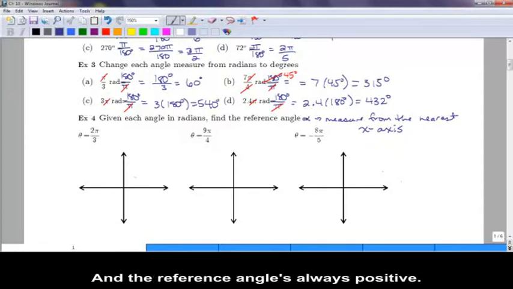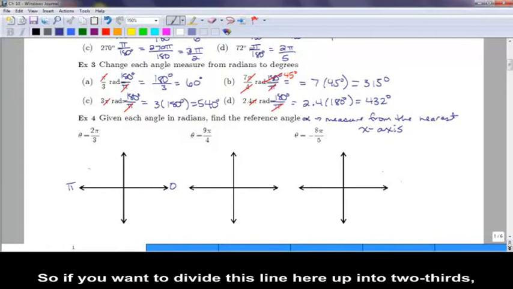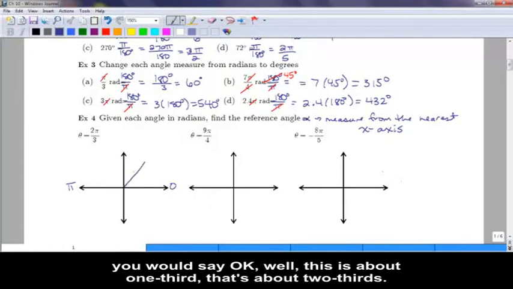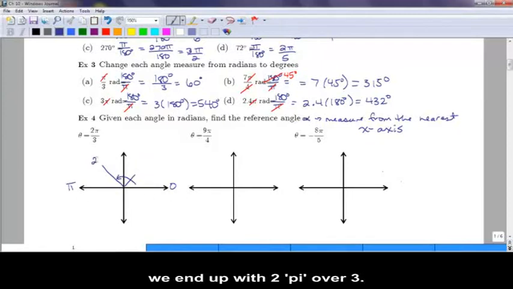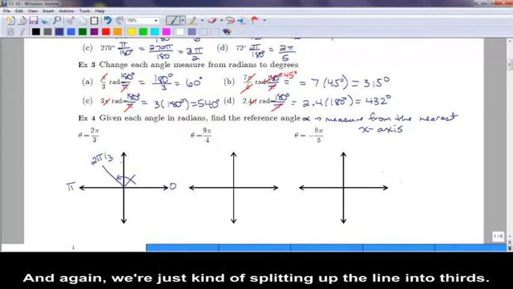positive. So if we think about 2 pi over 3, one of the nice things about radians is that you don't have to memorize anything other than the fact that this is pi and this is 0. So if you want to divide this line up into thirds, this is about 1/3, that's about 2/3. So if we want to go around to 2/3 of pi, we end up with 2 pi over 3. And again, we're just splitting up the line into thirds.